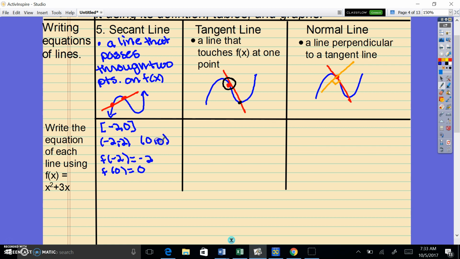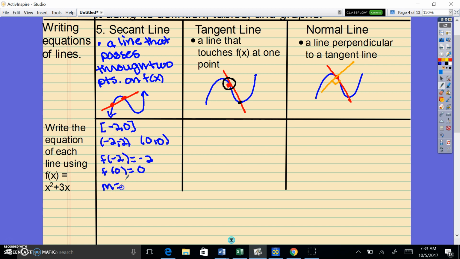Okay. Now, what we're going to do next, and this is just a coincidence that the x and the y came out to be the same. That's not always the case. So we have our 2 points that we need. And so now what we're going to do is find the slope.